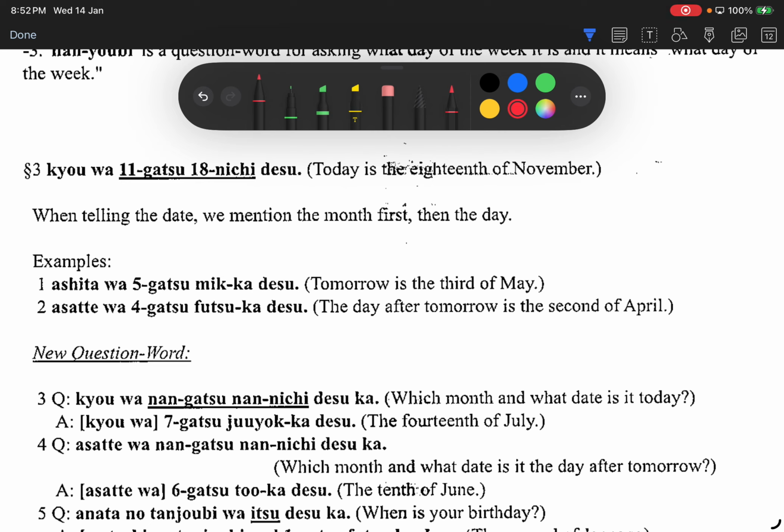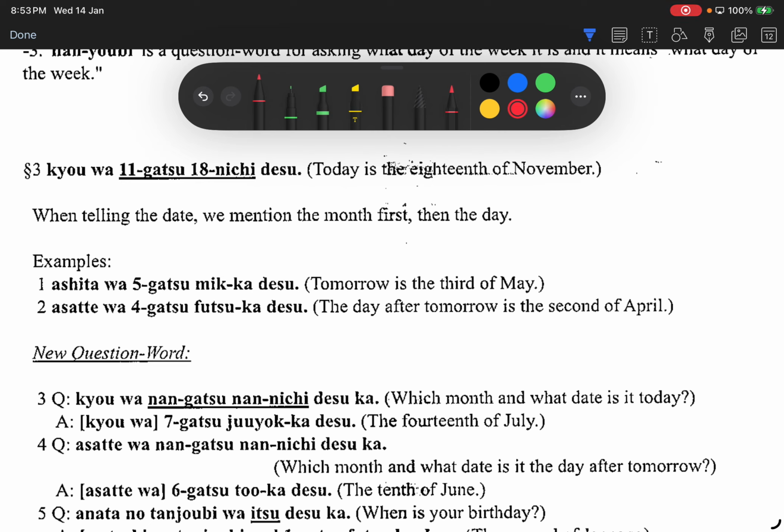Okay? Then the way we say the calendar month and date in Japanese and Chinese is the same. We go for the year first, then the month, then the day. Opposite from English. English is day, month, year. So in this case, 今日は11月18日です。So today's date is so and so.